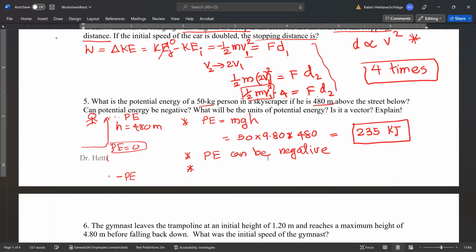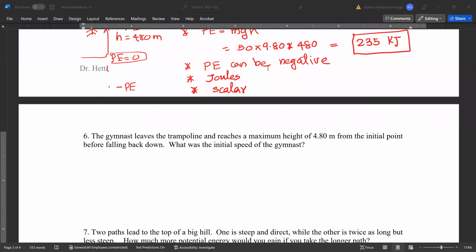And next one is, what will be the units of the potential energy? It is still joules because it is energy, joules. And is it a vector? No, because it is an energy, it should be a scalar. Okay, let's move on to question number 6.